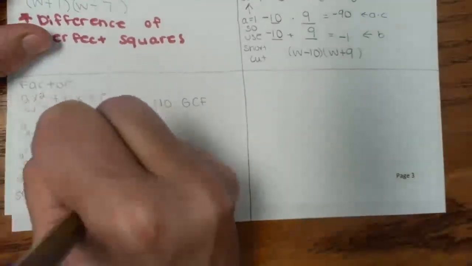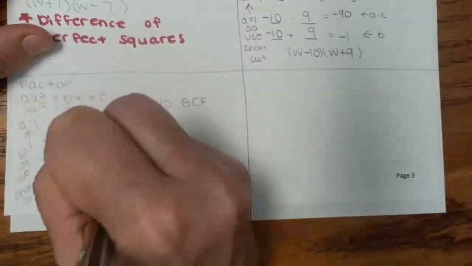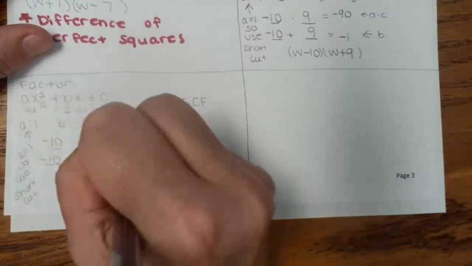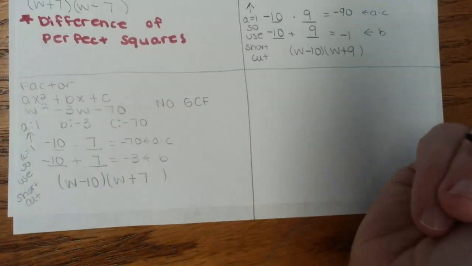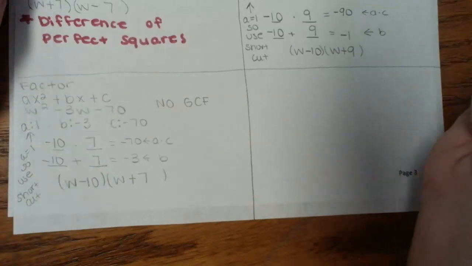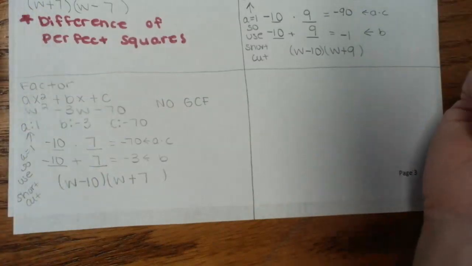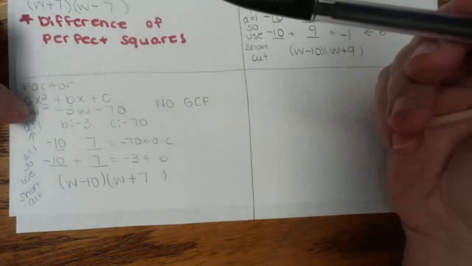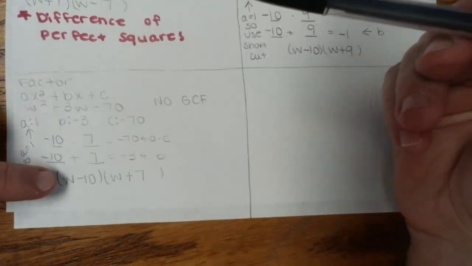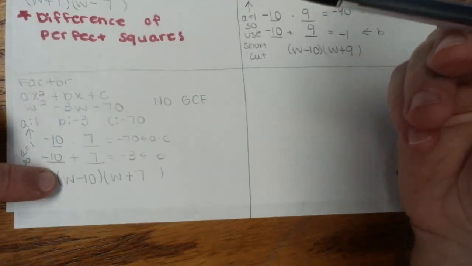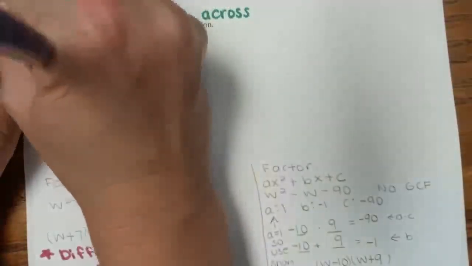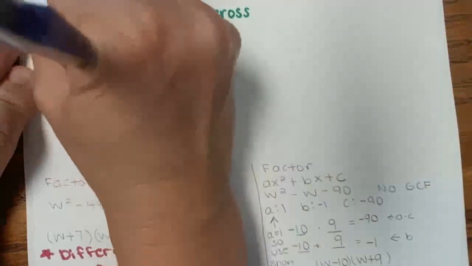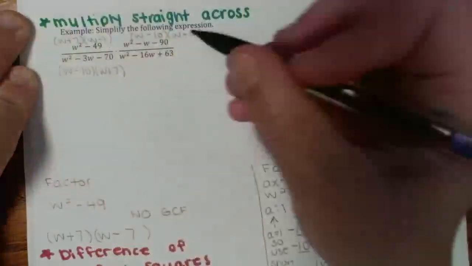So we go straight to our two factors. Our variable is w, and our first blank is minus 10, so w minus 10 is our first factor, and our other blank is positive 7, so w plus 7 is our other factor. So we factored it. There was no GCF to bring down, nothing. So we're going to rewrite w squared minus 3w minus 70 in factored form as w minus 10 times w plus 7.